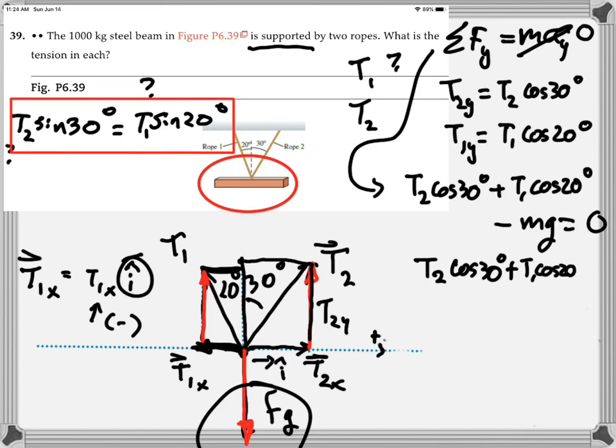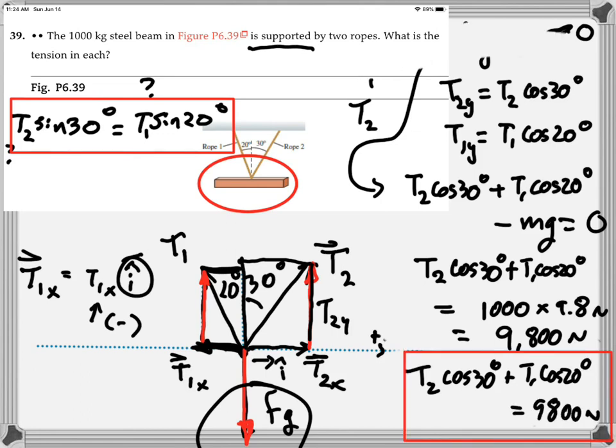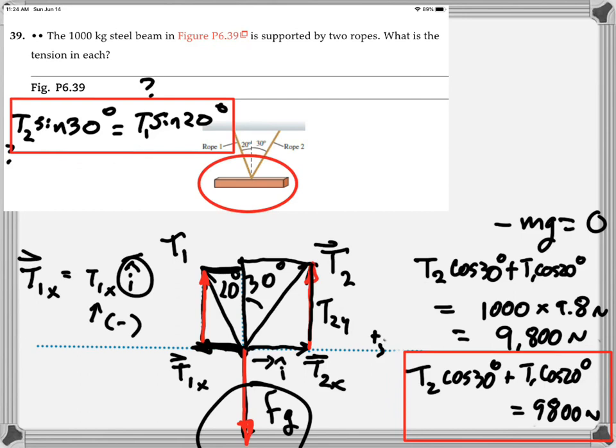So T2 cosine 30 plus T1 cosine 20 equals the mass, which is 1,000 kilograms multiplied by 9.8, the acceleration due to gravity, and that gives us 9,800 newtons. So we have so far T2 cosine 30 degrees plus T1 cosine 20 degrees equals 9800. So we got these two equations inside the rectangles. T2 sine 30 degrees equals T1 sine 20 degrees, and T2 cosine 30 plus T1 cosine 20 equals 9800.